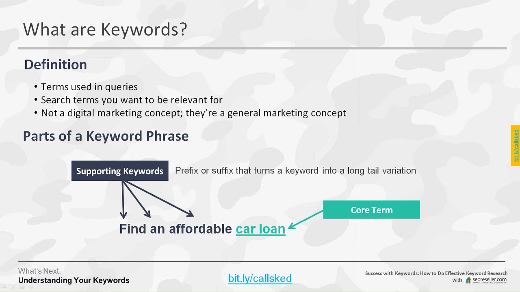But essentially, when your core term is supported or followed by, or actually even preceded by a prefix or suffix, it turns it into a long tail variation of that term. And I'm going to keep using these words: core term, keyword phrase, long tail variation. I'm going to use this a lot in the next 40 minutes.